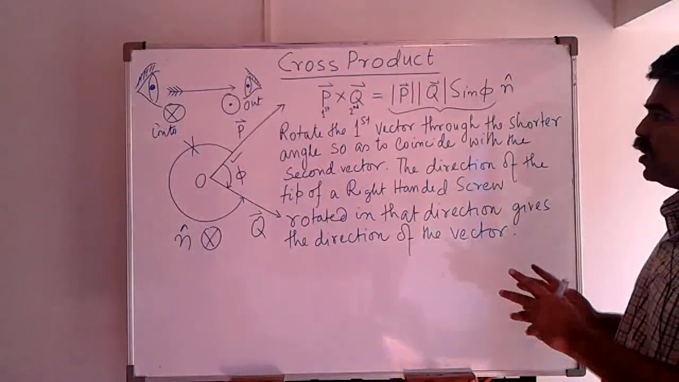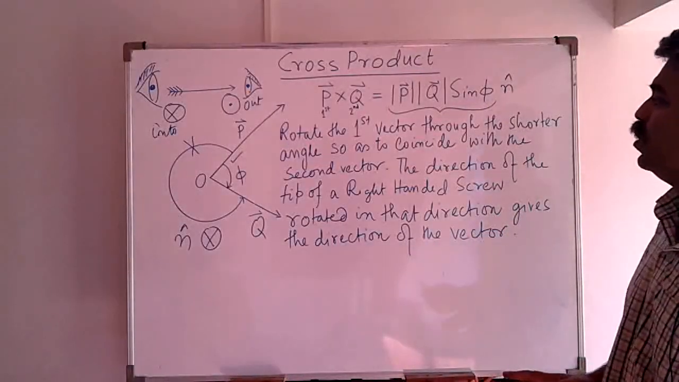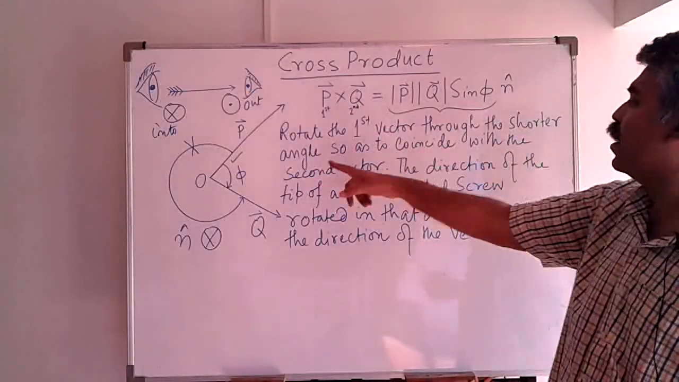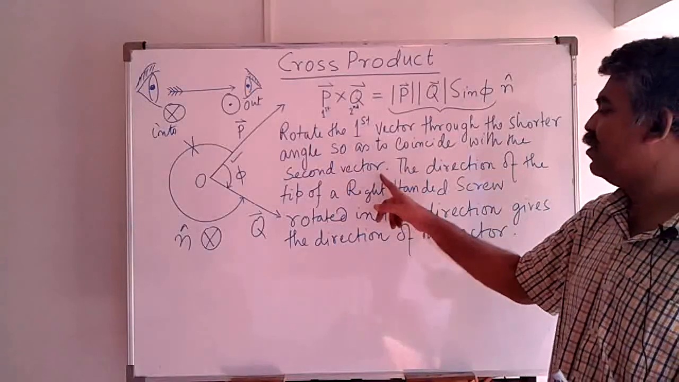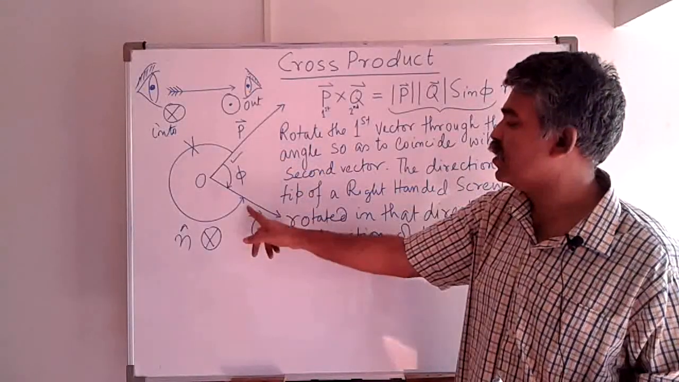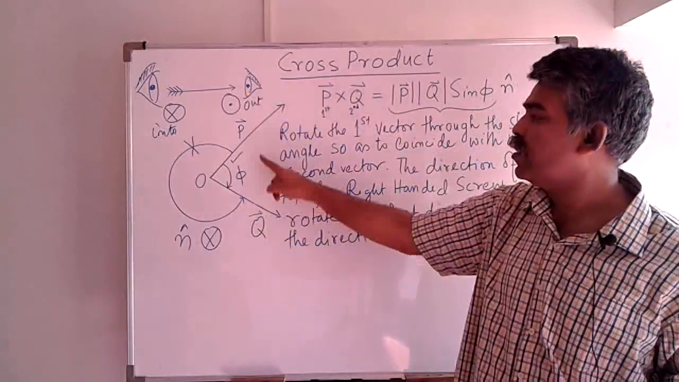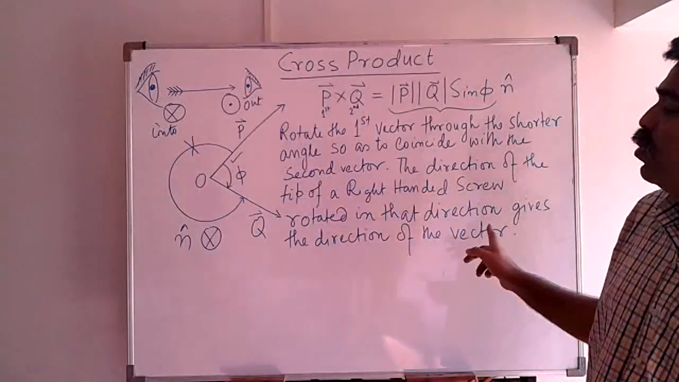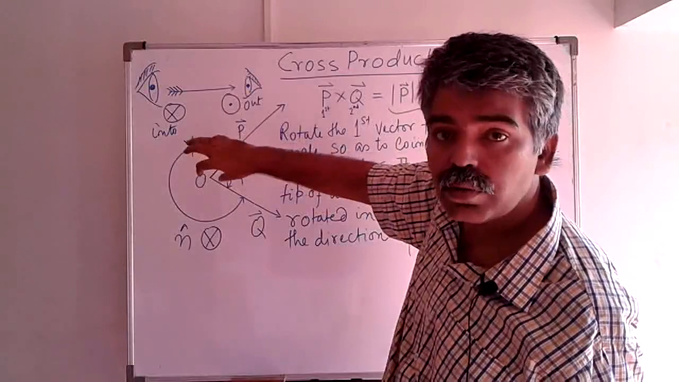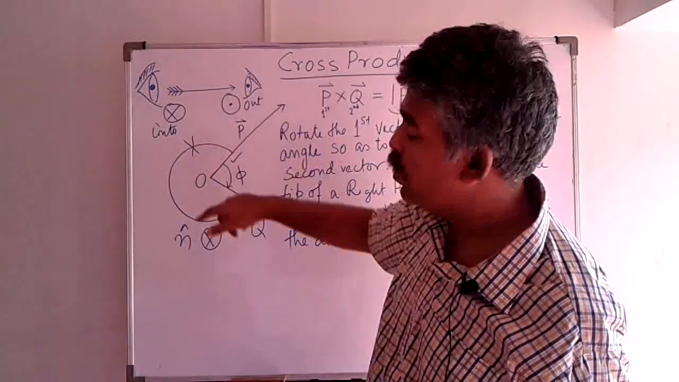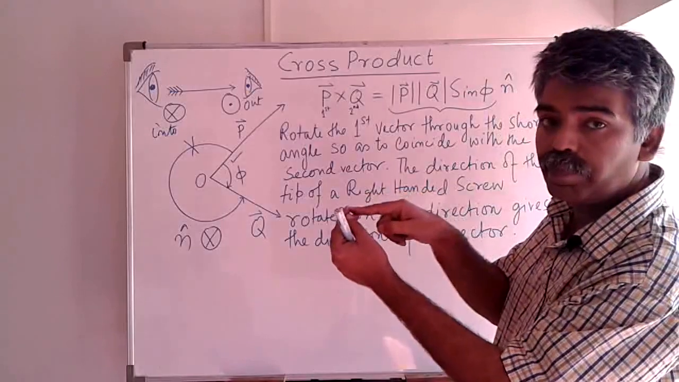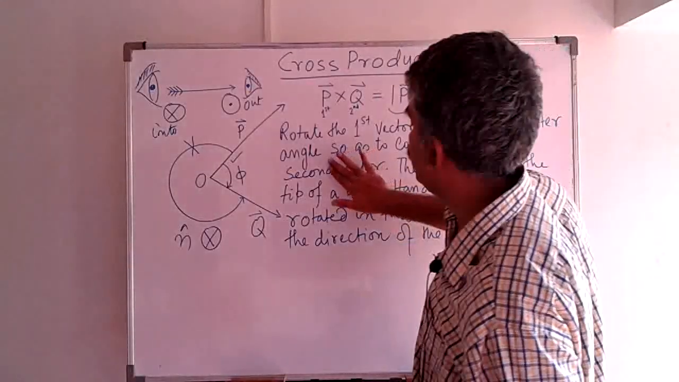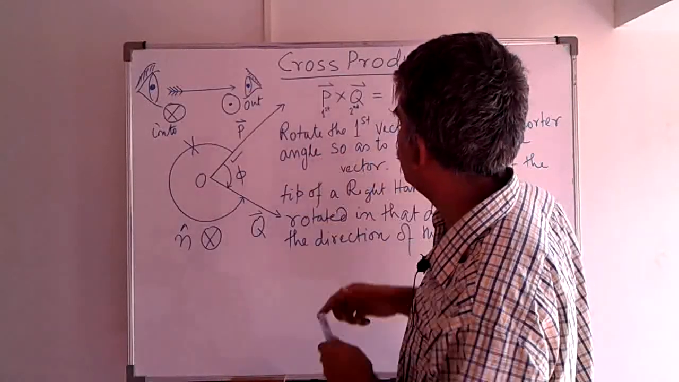But first, just understand the direction. This is very important. I am repeating the statement: rotate the first vector through the shorter angle so as to coincide with the second vector. This is the first vector, this is the second vector. You rotate it, and the first vector will meet the second vector. The direction of the tip of a right-handed screw, you tighten a right-handed screw like this and it will go in. So the tip of a right-handed screw rotated in that direction gives the direction of the vector. Fine. So this gives you a direction.